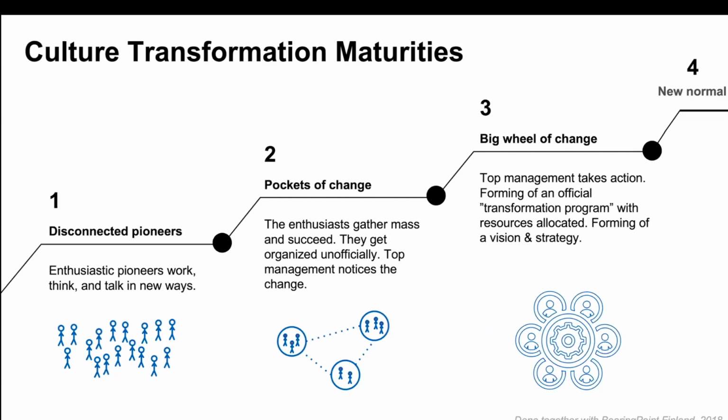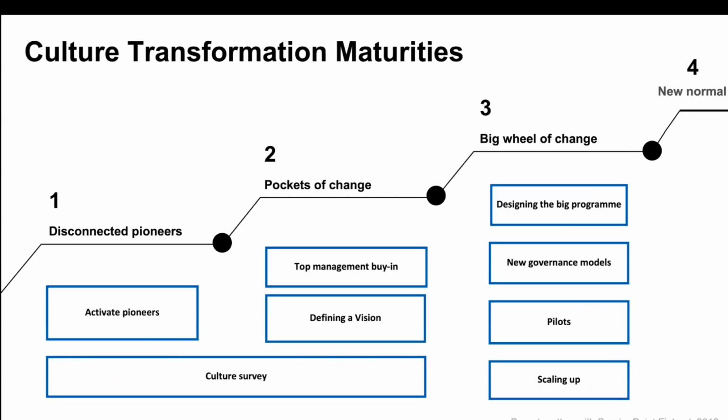There's this idea that step number 4 is that we have this new company culture and everything is great and fantastic. And just to give you an example of typical things that you can do as an organization's leader: with the disconnected pioneers, you can activate them, tell them that this is great, ask how you can help, and recognize their work.